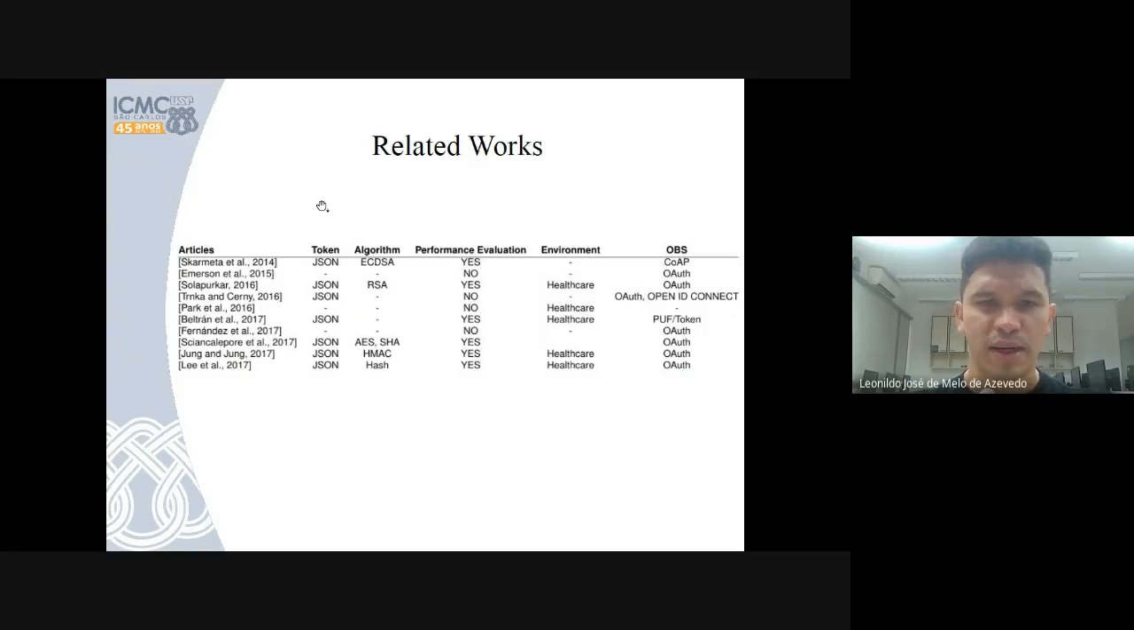It's possible to find in the literature some works that use both tokens and algorithms. However, they don't explain how exactly the token is built or even the token data structure. And also, the performance evaluation in these works is quite simple.